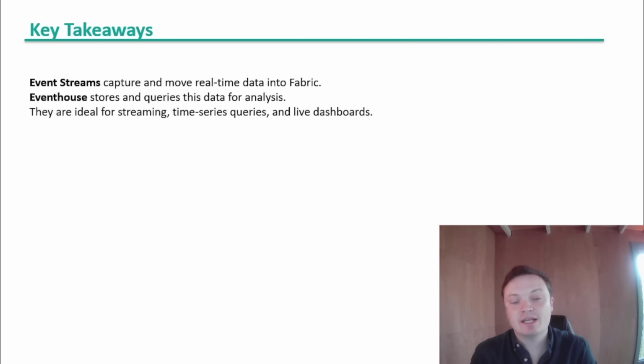So the key takeaways from this is that event streams capture and move real-time data into Fabric. Event houses store and query this data for analysis. They are ideal for streaming, time series queries, and live dashboards. We'll now look at some questions.